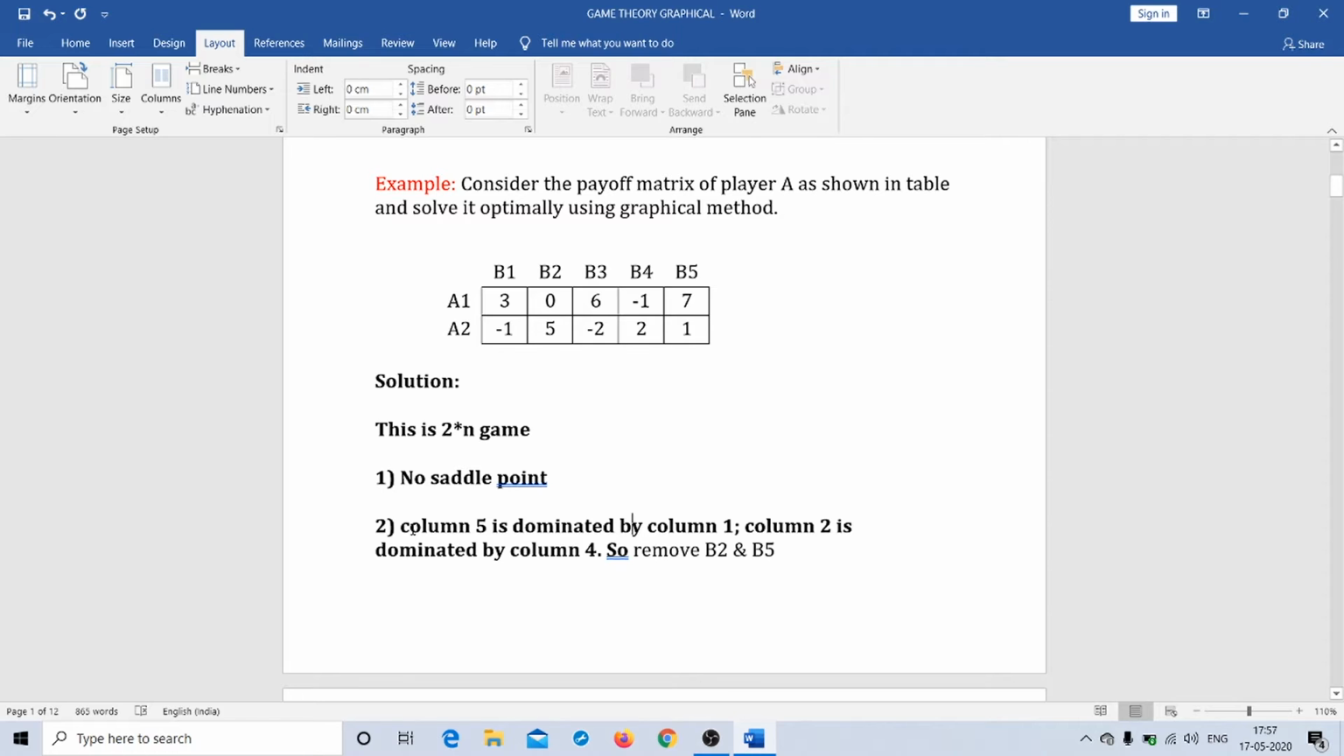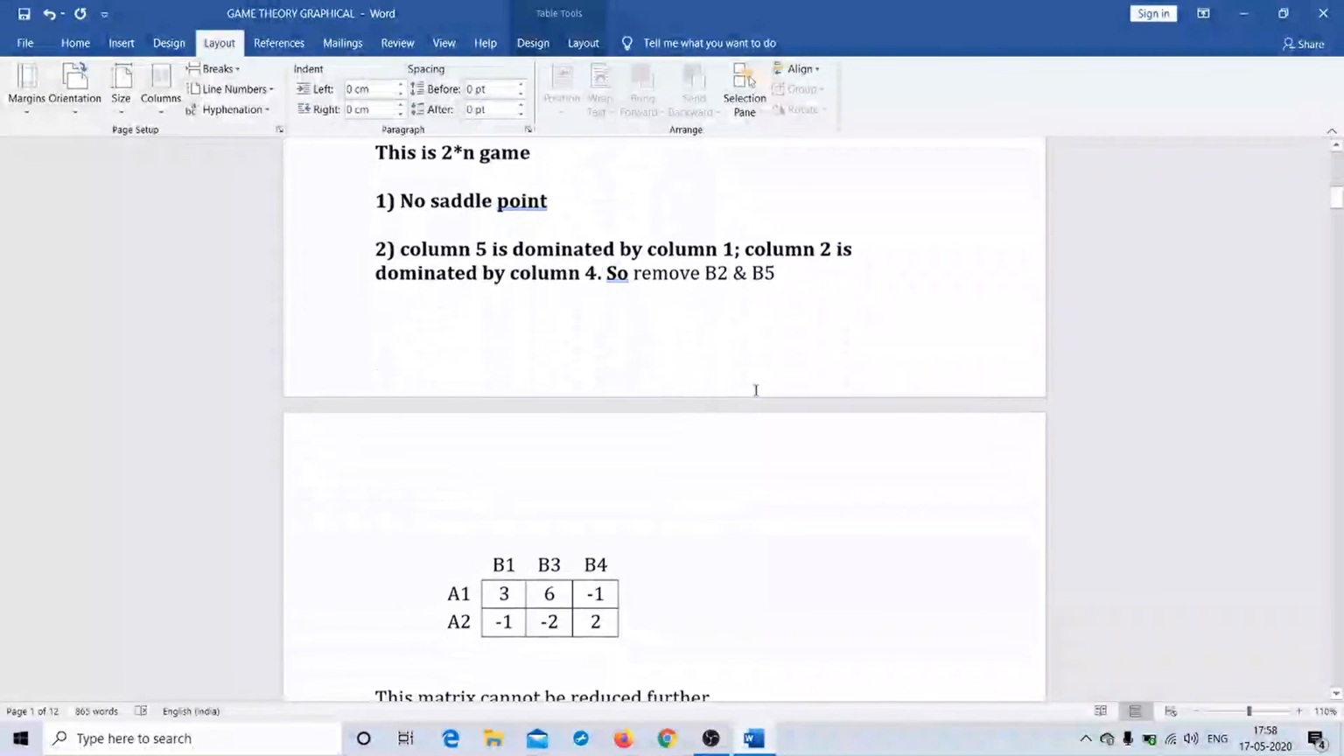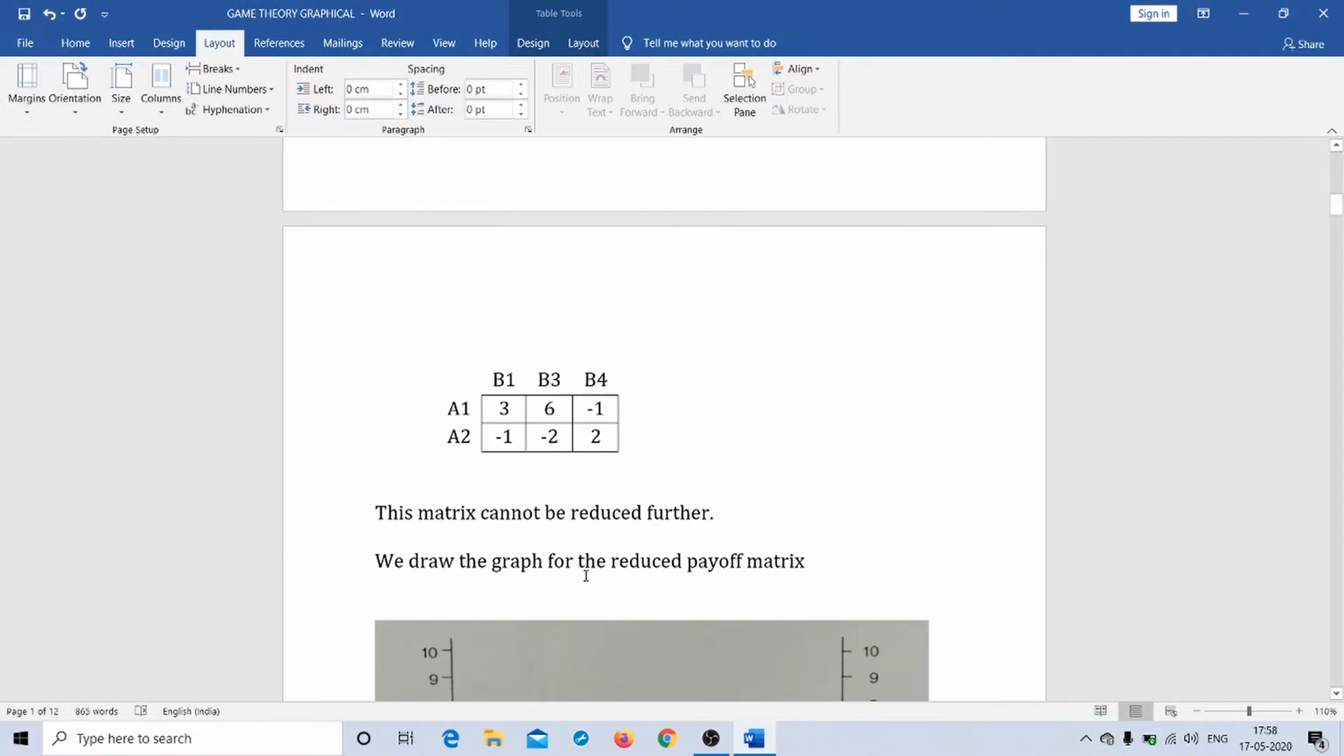While implementing the principle of dominance, I realized that column 5 is dominated by column 1, and at the same time, column 2 is dominated by column 4. In the previous video, we have seen the principle of dominance, so I'm not going into a deeper aspect of it. Because of this dominance principle, I'm going to remove B2 and B5, that is, this particular column and that particular column. Once I remove B2 and B5, this is how I get my matrix.